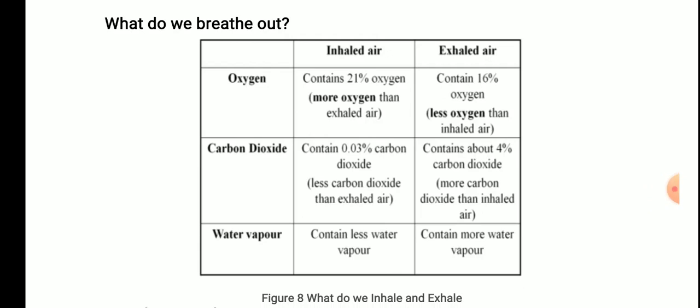So in the previous video of respiration in organisms, we discussed what we breathe out. It was one of the important topics. So I hope it is clear to you that the inhaled air contains 21% oxygen, while exhaled air contains 16% oxygen. Carbon dioxide in the inhaled air is 0.03%, compared to 4% in exhaled air. Water vapor in the inhaled air is less, whereas in exhaled air it is more.